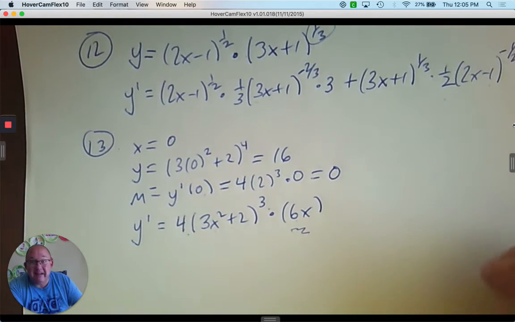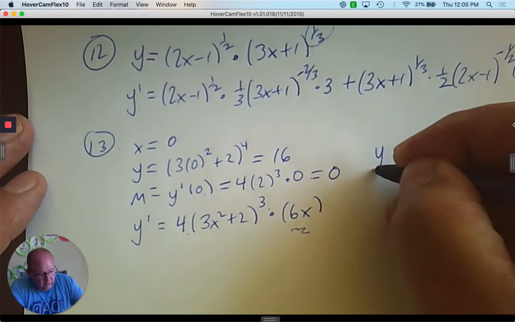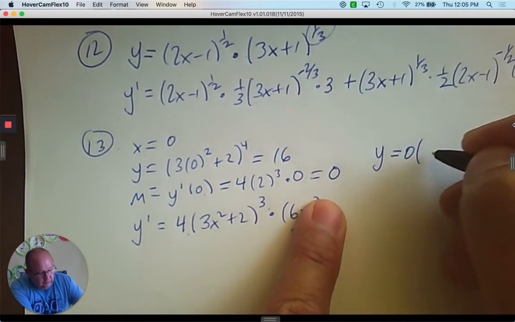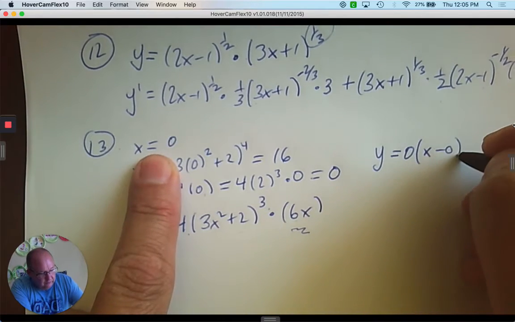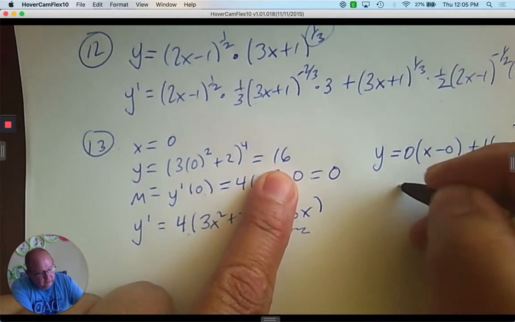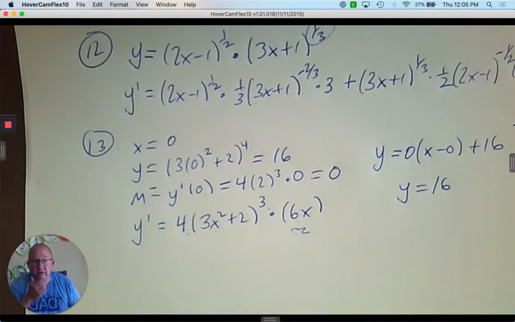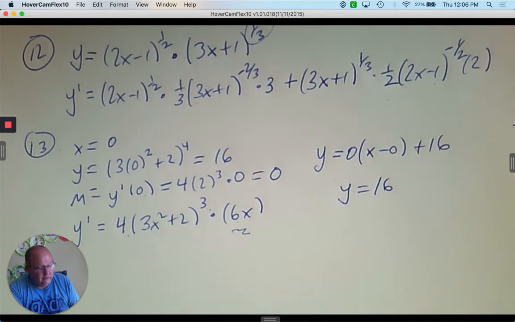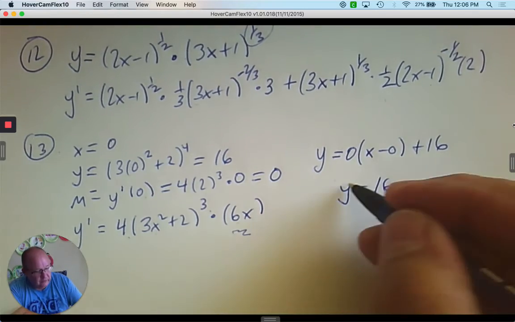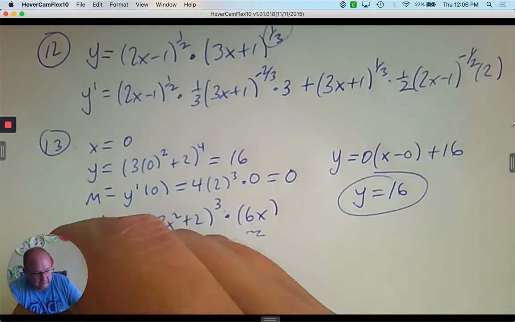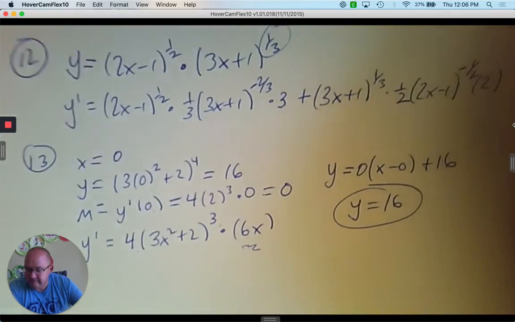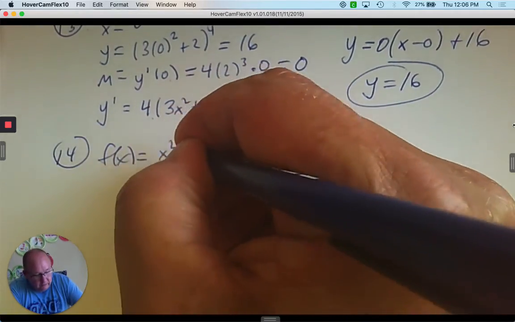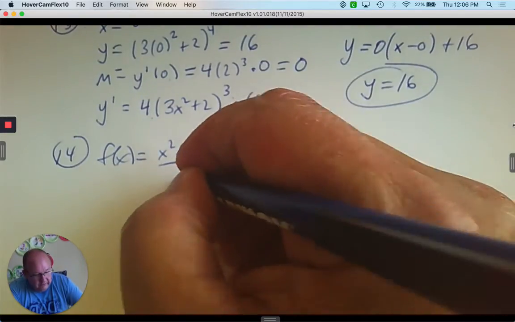Excellent. Then, what's the equation? So we can use the template and understand the slope is 0, and then go y equals 0 times x subtract 0 plus 16, or just simplify this to a horizontal line, which is y equals 16. So the slope of a horizontal line is 0, so that's the form that you'd likely see it in multiple choice.